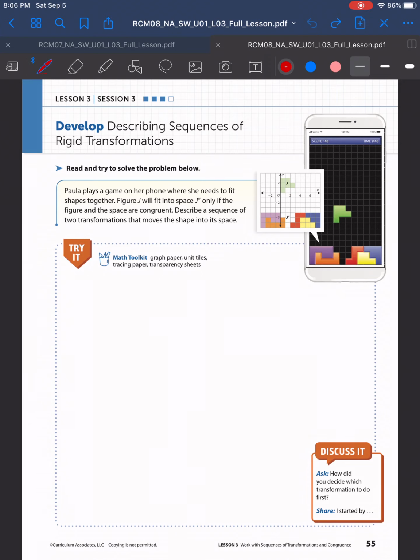Hi, 8th grade. Okay, we're going to do lesson 3, session 3, describing a sequence of rigid transformations. Remember, a sequence means that there are more things that happen than just one thing.